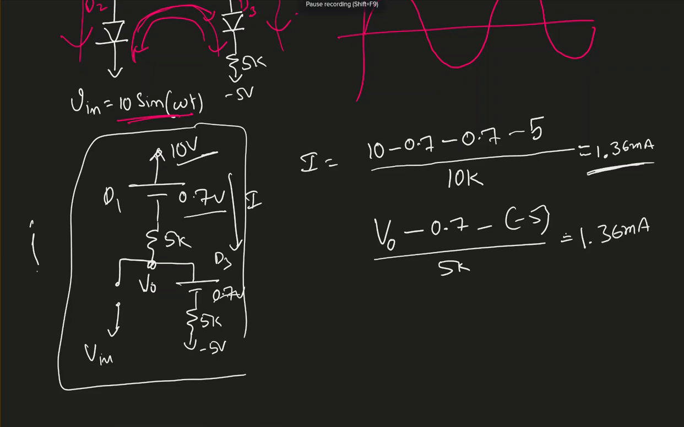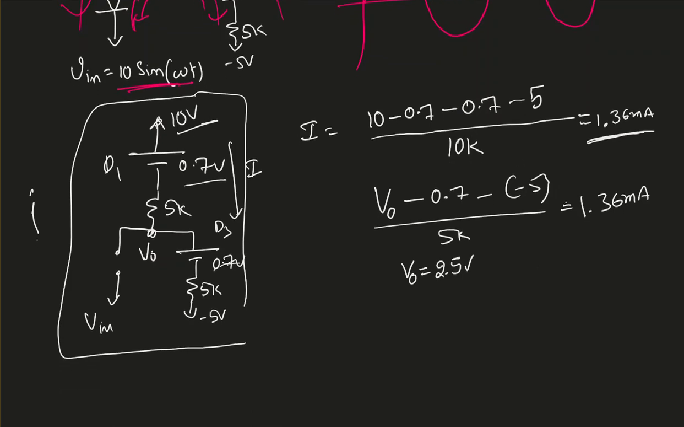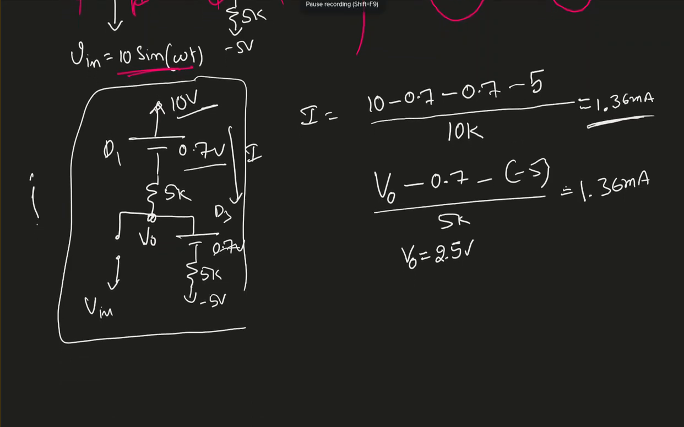Now based on this, I can find V0. Once you solve for V0, I end up with V0 equal to 2.5 volts. Now that I have V0, I need to find the condition. The condition is when D3 is going to act like closed and D2 is going to act like open. So that's the condition we need to find.